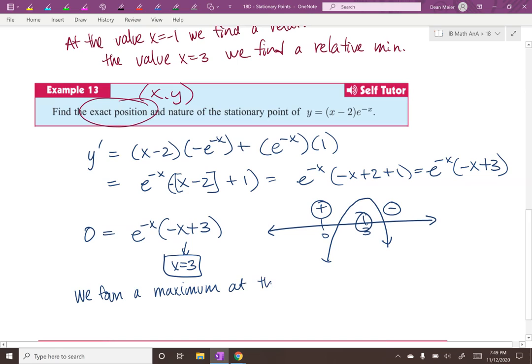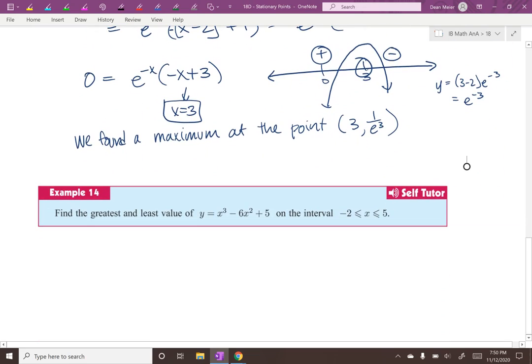at the point 3 comma, and now we have to plug 3 into this problem and see what we get. So y equals 3 minus 2 e to the negative 3. That's a 1 e to the negative 3. So either e to the negative 3 or 1 over e cubed, doesn't matter which one you want to put. Most people do not like negatives, so they try to make a positive. And there you go. We found a maximum at the point 3, e to the negative 3.